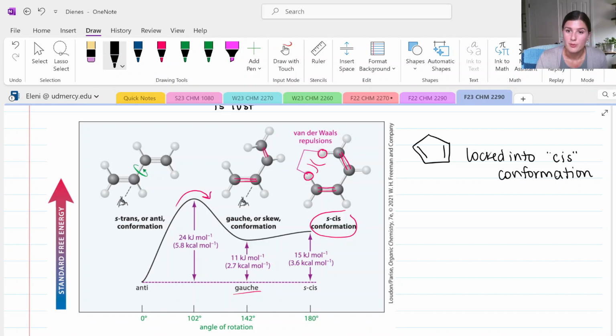So that's one example. When that molecule cannot rotate to the anti or gauche conformation, it'll be locked into the cis conformation. Another example of a diene locked into a specific conformation is this molecule here. Again, because we're working in a ring, the single bond cannot rotate. We have a trans conformation here, and so this molecule is locked into the trans diene conformation.